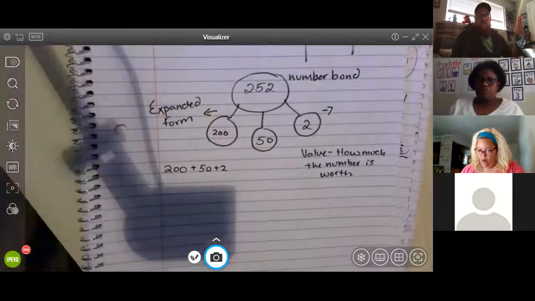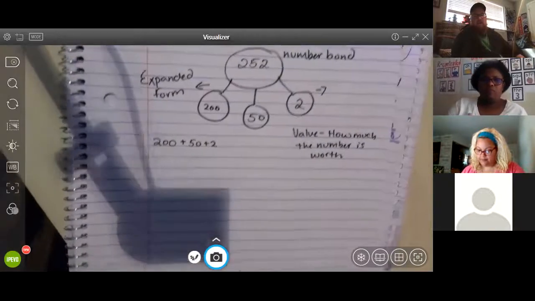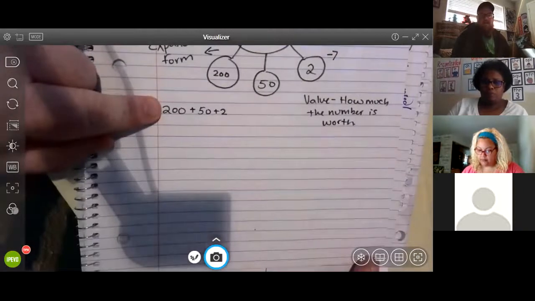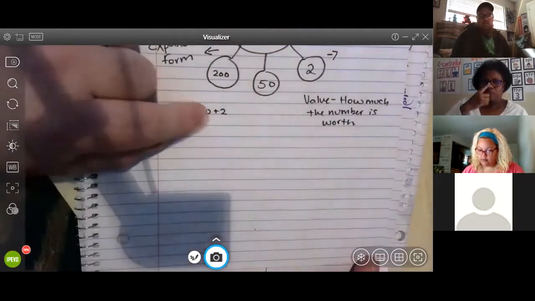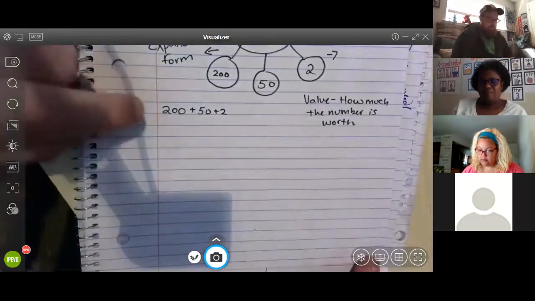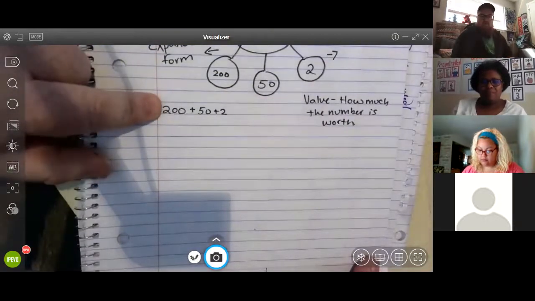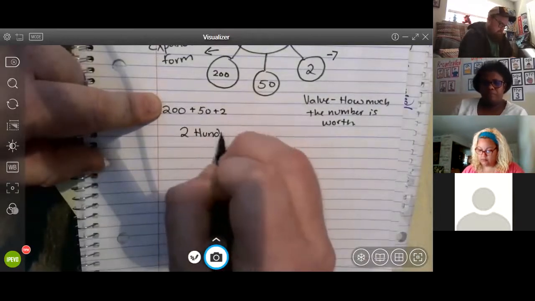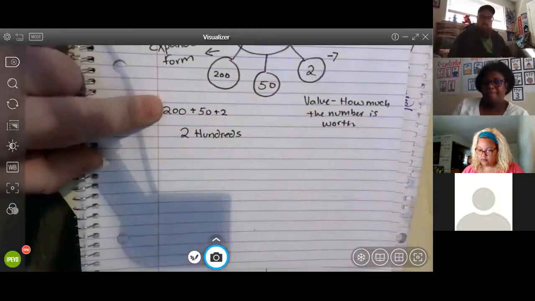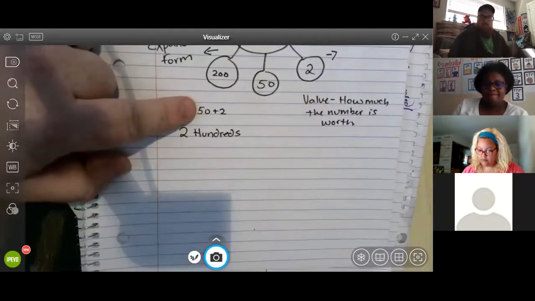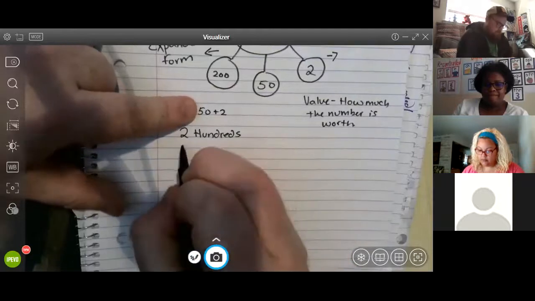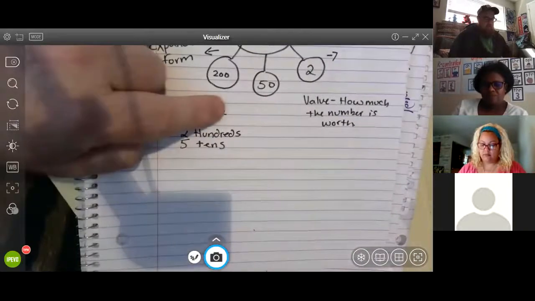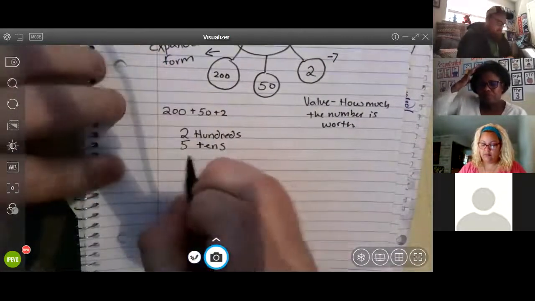Now we're going to take our expanded form and turn it into unit form. And all that means is we are going to be looking at the units that we are dealing with, and we're just going to be writing that out. So for instance, we go to the hundreds place. This is 200, so that would be 2 hundreds. Then we go to our tens place, our very next number, and that's 50, so that would be 5 tens. Then we go to our ones place and we see a 2, and that would be 2 ones.